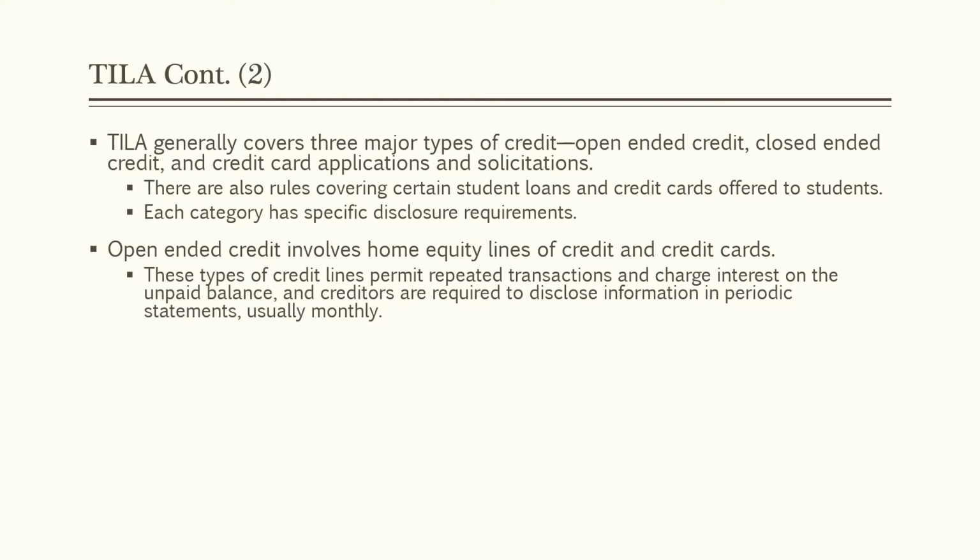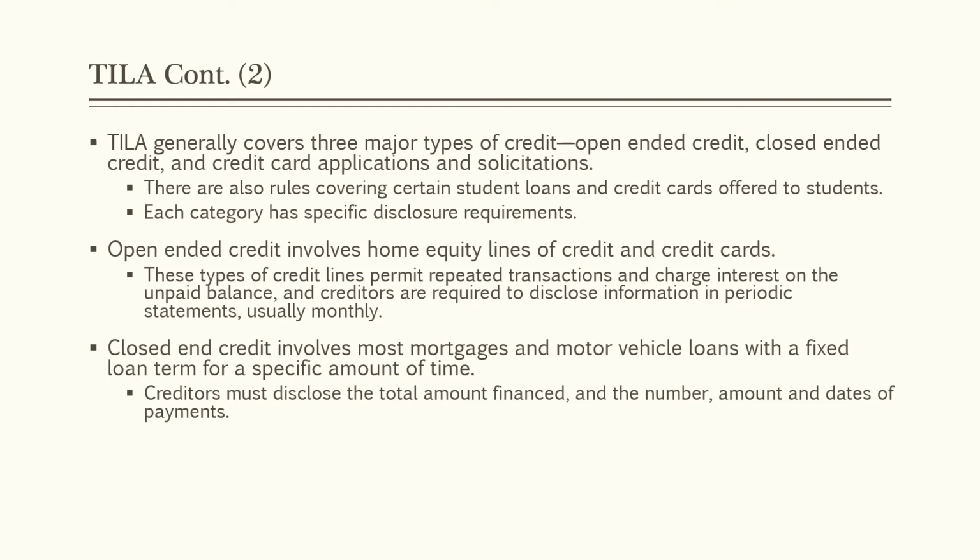Open-ended credit involves home equity lines of credit and credit cards. These types of credit lines permit repeated transactions and charge interest on the unpaid balance, and creditors are required to disclose information in periodic statements, usually monthly.